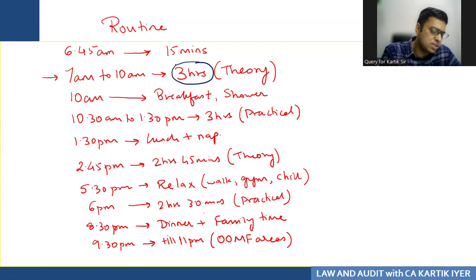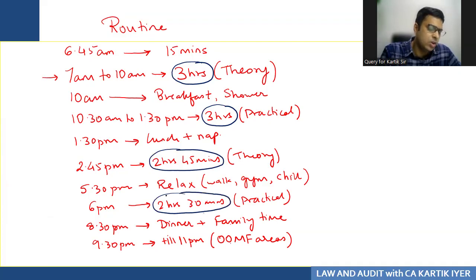You get 3 hours, 3 hours, 2 hours 45 minutes, and 2 hours 30 minutes. So basically you are getting close to around 11 hours of studies. Plus, till 11 p.m. you're doing oomph areas. I'll tell you what that is. So 11 plus 1.5 is 12 and a half hours of studies. I know it's 12 hours 45 minutes, but take 12 and a half hours for now, okay?